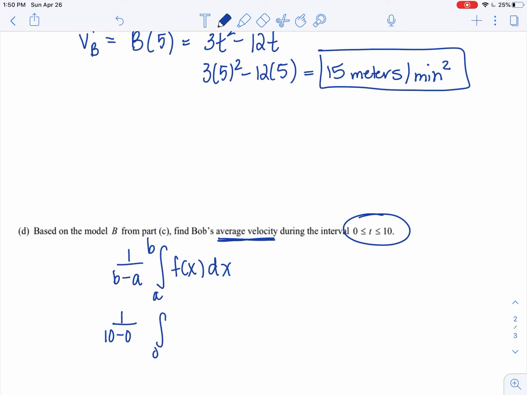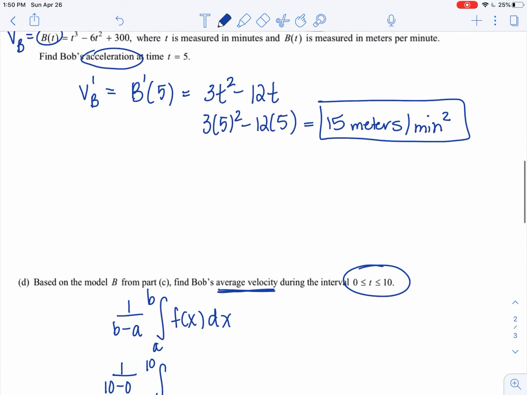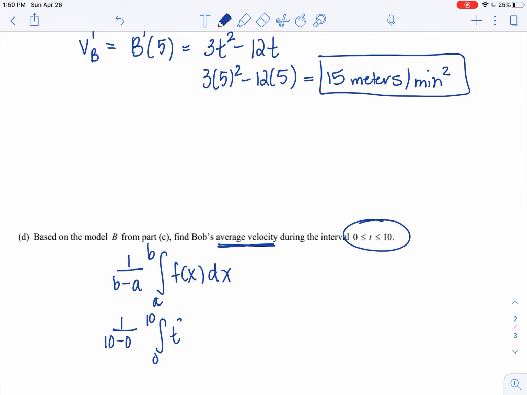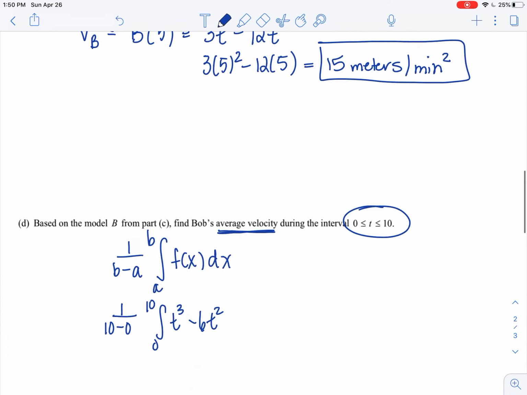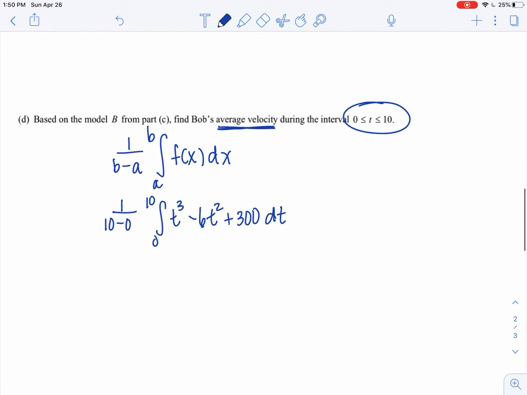So we're on the interval from 0 to 10: 1 over 10 minus 0, integral from 0 to 10 of that b of t function. So that's t cubed minus 6t squared plus 300 dt. Now, even though you have a calculator at home, I'm going to do this with no calculator just to practice with those integration rules because it's important to make sure we go over them.